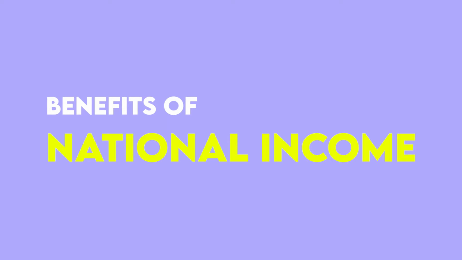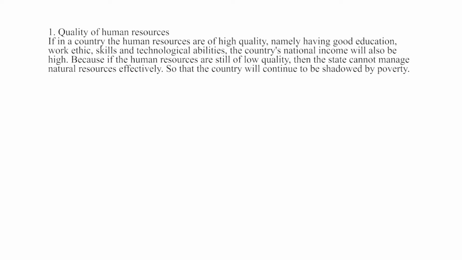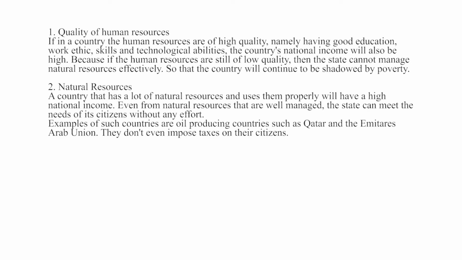Factors affecting national income. Number 1. Quality of human resources. If in a country the human resources are of high quality, namely having good education, work ethic, skills, and technological abilities, the country's national income will also be high, because if the human resources are still of low quality, then the state cannot manage natural resources effectively, so that the country will continue to be shadowed by poverty. And number 2, natural resources.